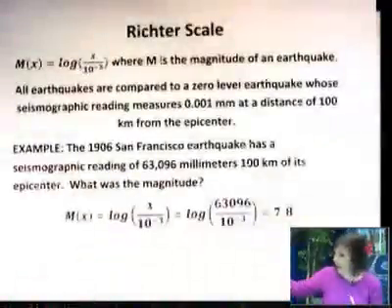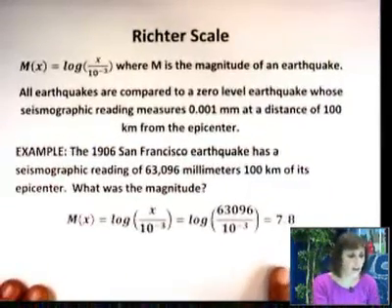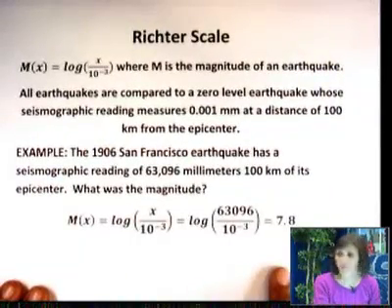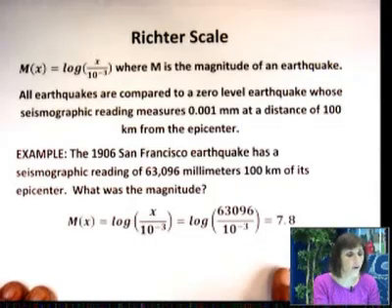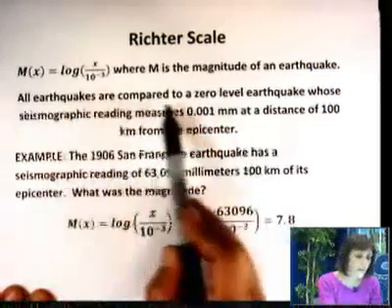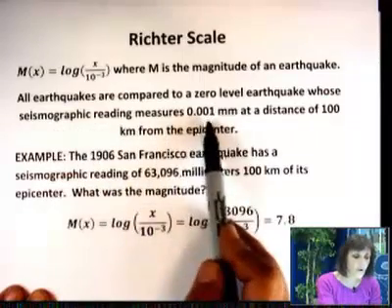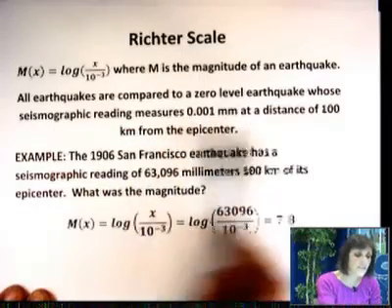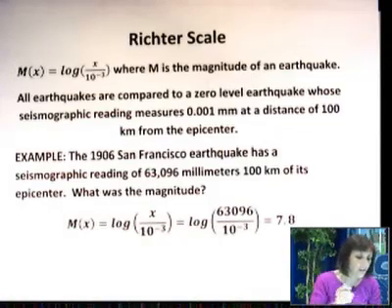Okay. The last one that I want to go over is the Richter scale, because we are in earthquake country. The Richter scale measures earthquake intensity. Here's some physics information for you. All earthquakes are compared to a zero-level earthquake whose seismographic reading measures 0.01 millimeter at a distance of 100 kilometers from the epicenter. The epicenter is where the earthquake occurs.